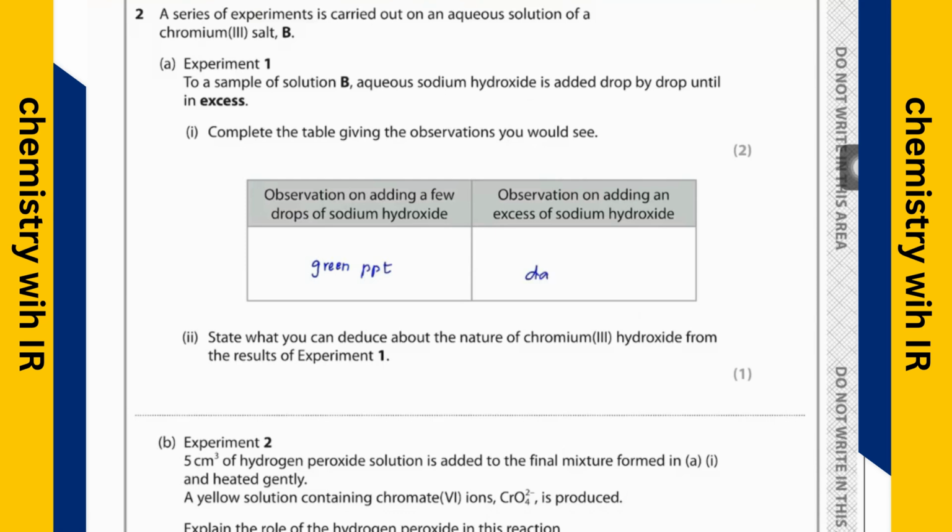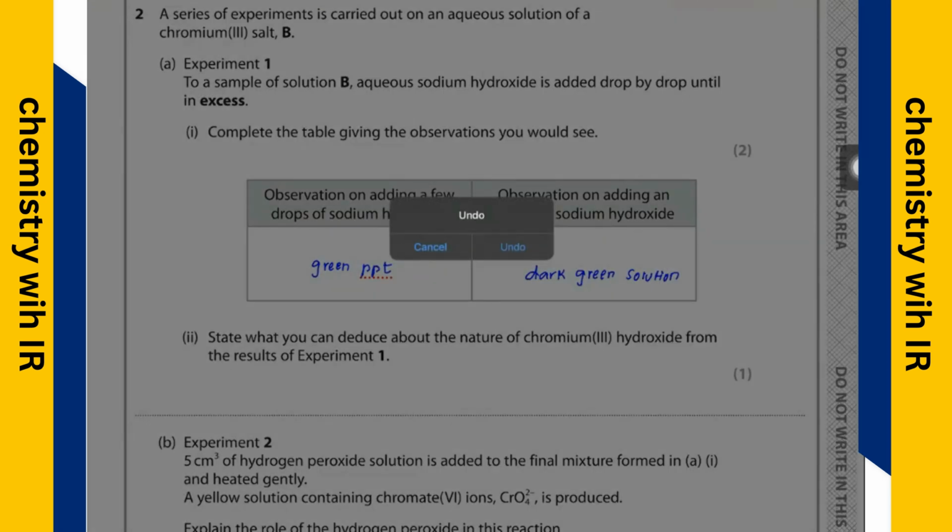I would see deep, or you can say dark, green solution. If you remember when we were using copper, first of all we saw blue precipitate, and then we saw the deep blue solution. But this is not copper 2 plus, it's chromium 3 plus. So for chromium 3 plus we are looking at the green precipitate, and also after the addition of excess sodium hydroxide, we are looking at the dark, or you can say deep, green solution. That's the difference between copper 2 plus and chromium 3 plus.